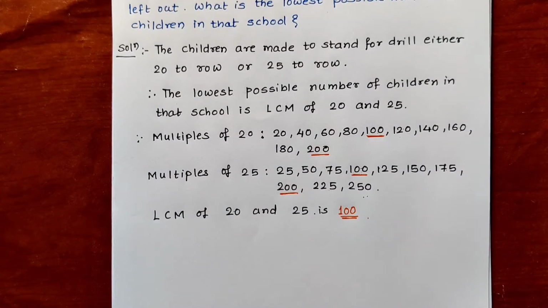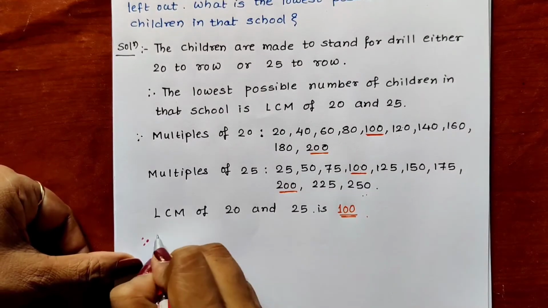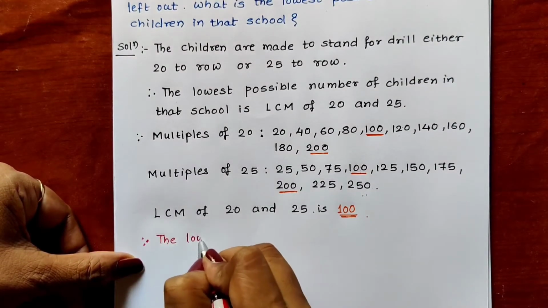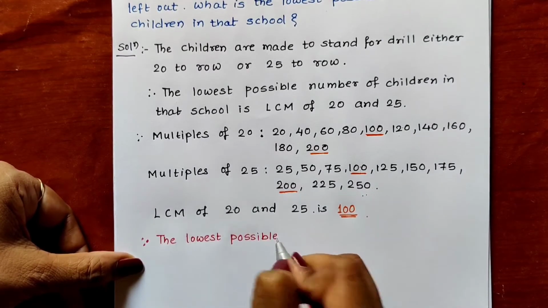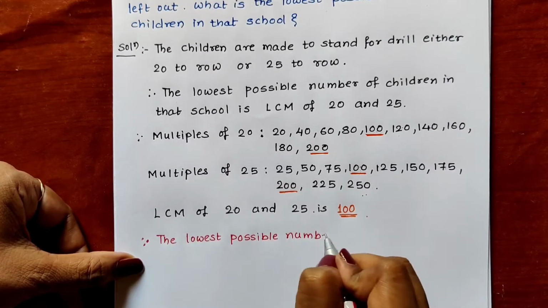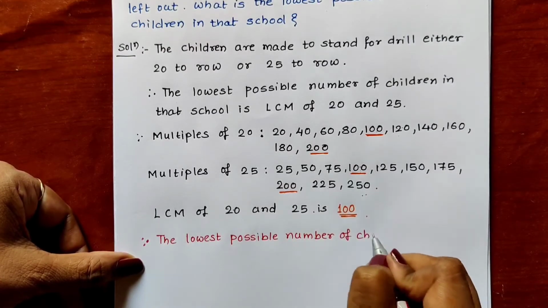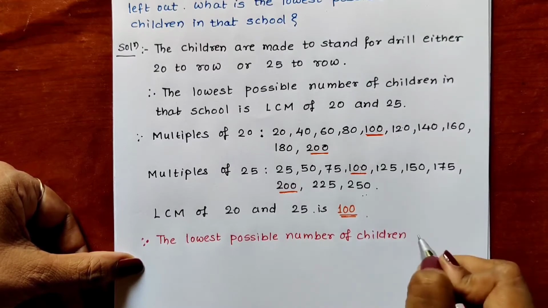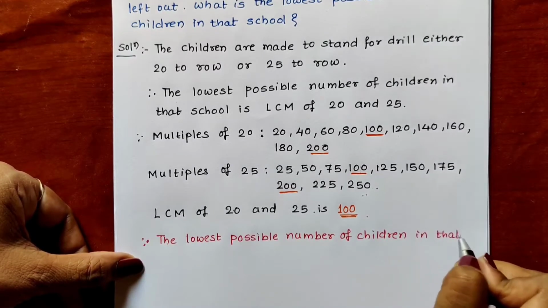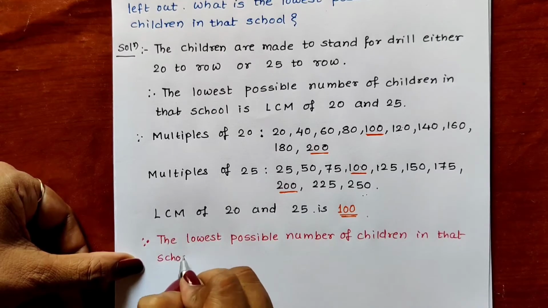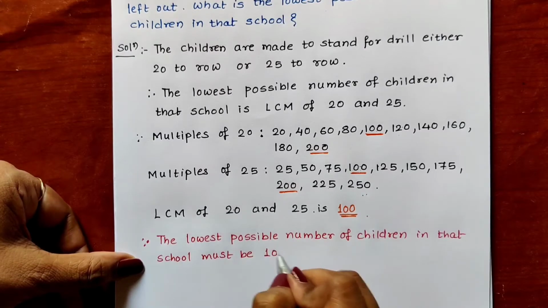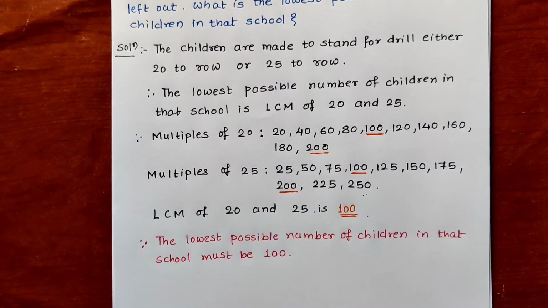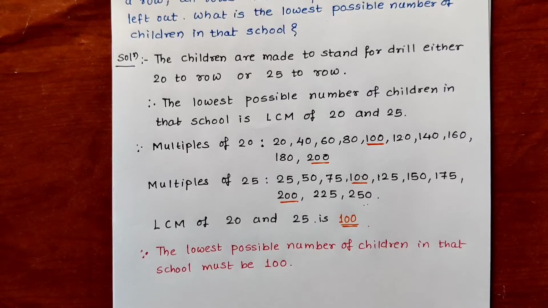Okay, so what is the lowest possible number of children in the school? Write the answer statement. Therefore the lowest possible number of children in that school must be 100. In this way we can find the lowest possible number by finding the LCM.